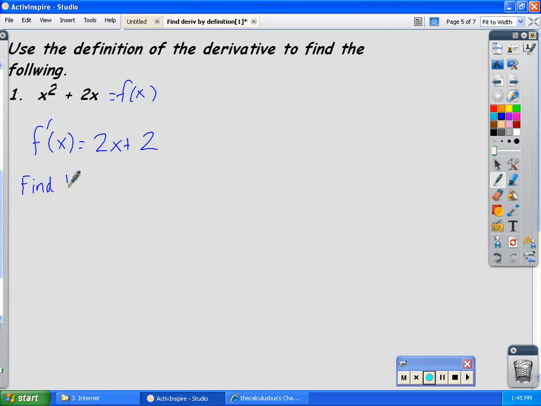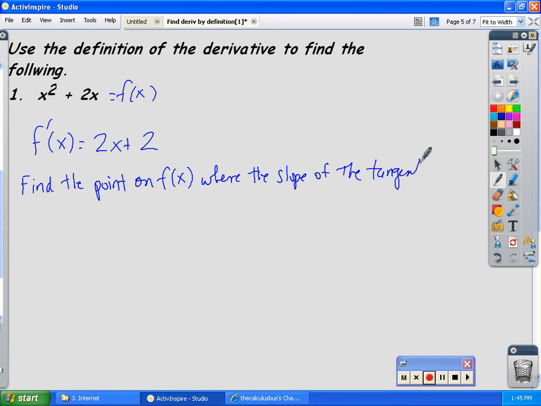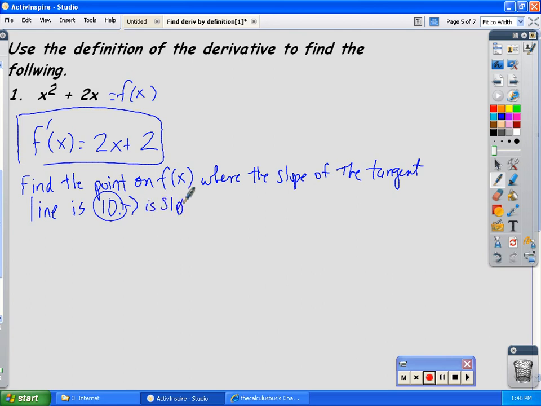find the point on f of x where the slope of the tangent line is 10. So the question is, what in the world do we do here? This time we're looking for an x value. We don't have an x value to simply substitute into the slope generator. This time we know the slope. This is the slope. So I'm not going to substitute 10 in place of x. I'm literally going to set the slope generator equal to 10. So I get 2x plus 2 equal to 10.